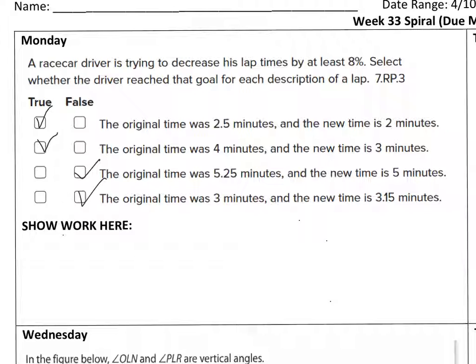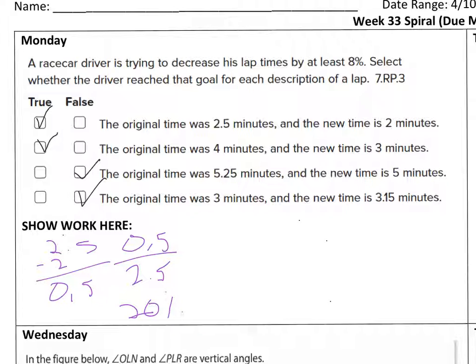Now, for the first one, we know the answer is true because if we subtract 2.5 minus 2, we end up with 0.5. So 0.5 divided by the original time, which is 2.5, gives me an answer of 0.20, which is 20%. So there is a 20% decrease because we're making sure it decreased.